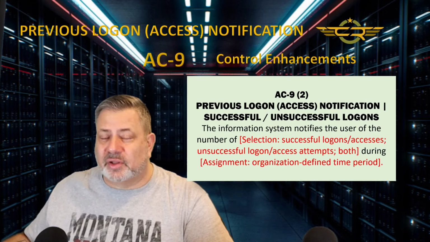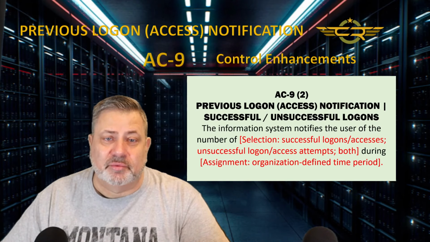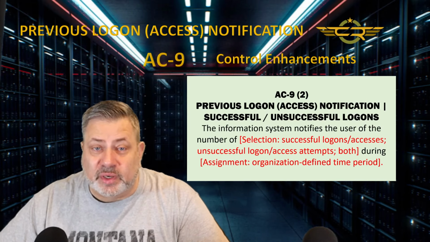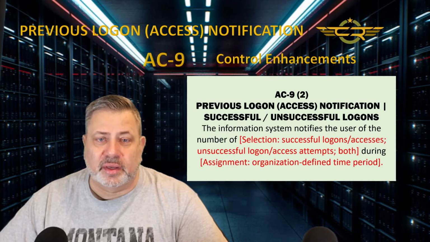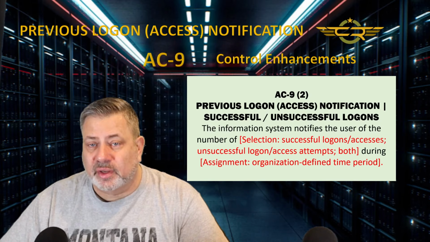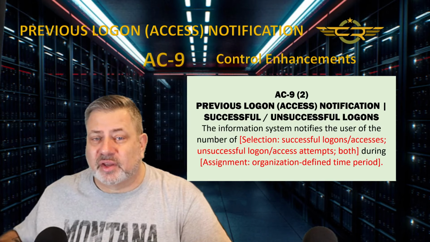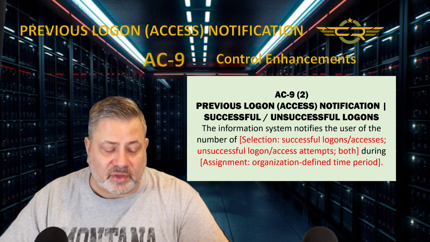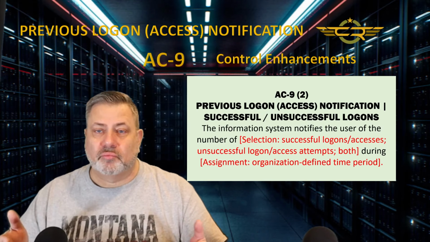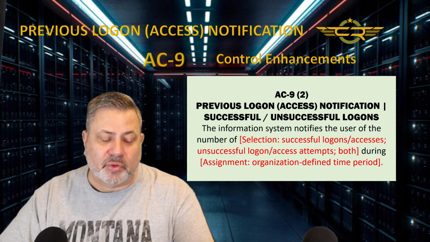How many unsuccessful logins since the last time you logged in? Since the last time you logged in, there have been 3 times people have tried to log into this account. This is going to be during a time period. So we're going to say, over the last week, 15 unsuccessful and 3 successful logons happened. So we have to select that as an organization. Do we want to enumerate successful logons, unsuccessful logons, or both successful and unsuccessful logons? That's really what we want to find out here. And then what's that time period? Is it a week, a month, a year? That's going to be up to the organization to define, right?